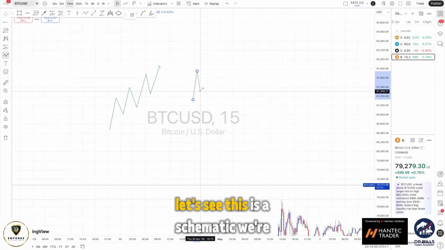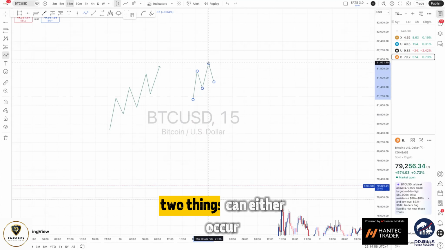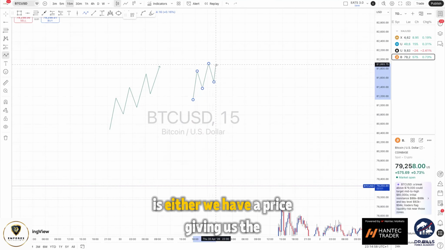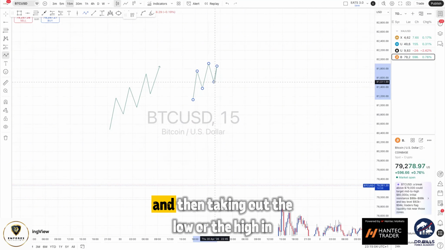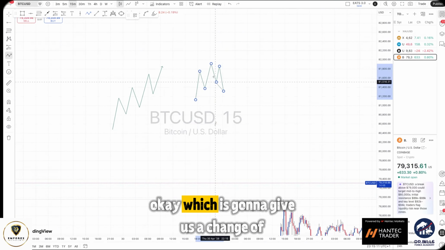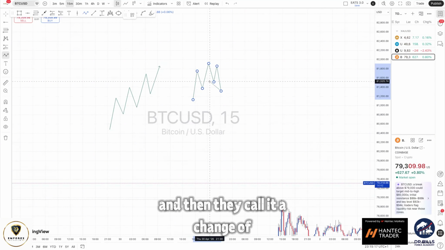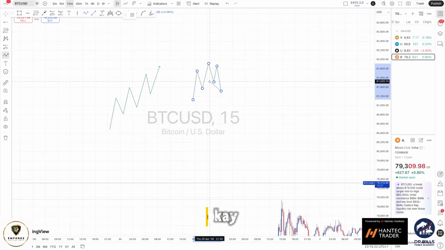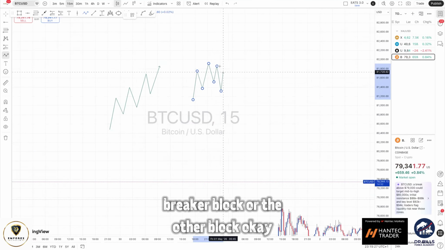This is the schematic we're going to have in mind. Let's say price fails to take out this high. Two things can occur. Either price gives us the failure to swing, and then takes out the low in the downtrend that led to that failure to swing, which gives us a change of character. This is what traders see, and they call it a change of character when price creates a failure to swing. In most cases, price will reach into either the breaker block or the order block.